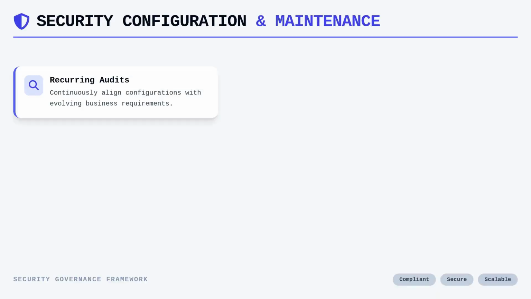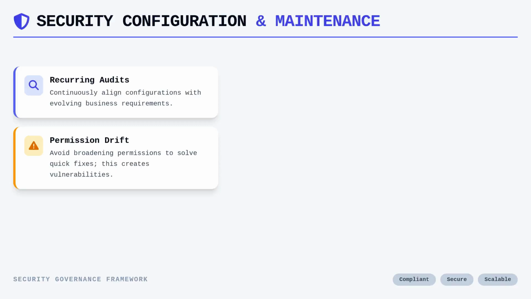Maintaining these standards requires a recurring audit of your security configurations to ensure they still align with evolving business requirements. As your application grows in complexity, the tendency is to broaden permissions to solve immediate access issues, which is precisely how security vulnerabilities are introduced.